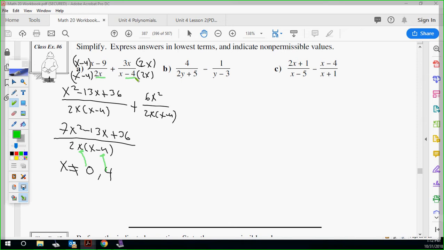The only thing too, Emily, is that when you cancel, don't not count that non-permissible. That's still non-permissible when you cancel.